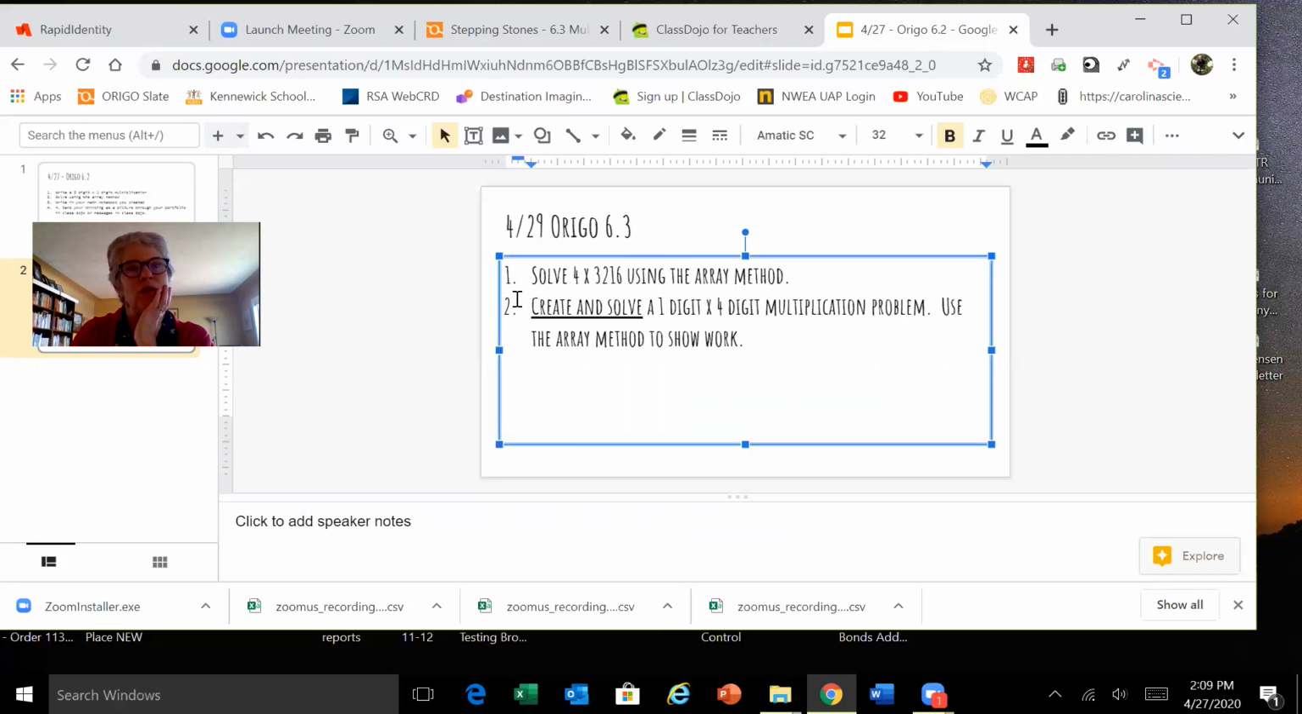And then I would like you to create and solve your own problem, okay? And so you're going to be doing 2 problems. So create and solve a 1-digit times a 4-digit multiplication problem. Use the array method to show your work.